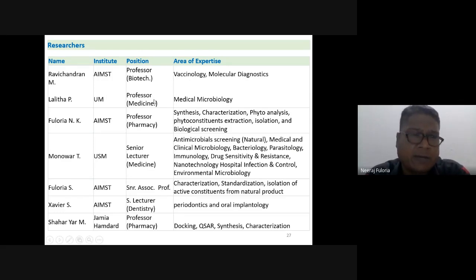We have added the members' names, their institutes, their positions, their areas of expertise. You can see here, the team has different members: biotechnology, medicine, pharmacy, dentistry, and different countries also. Jamia Hamdard is in India, and this project was in Malaysia. We received this project and took a member from Jamia Hamdard, India, Delhi. So likewise, we can have a different team combination and it should be rationalized also.